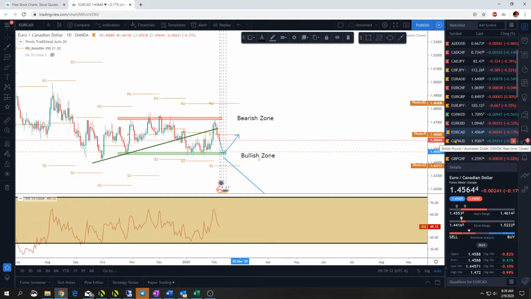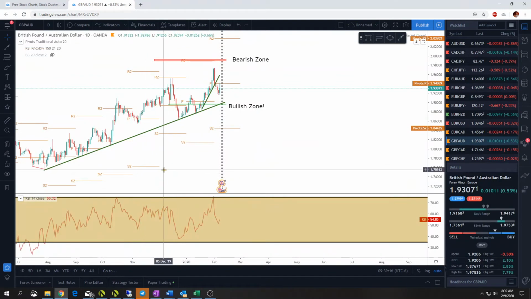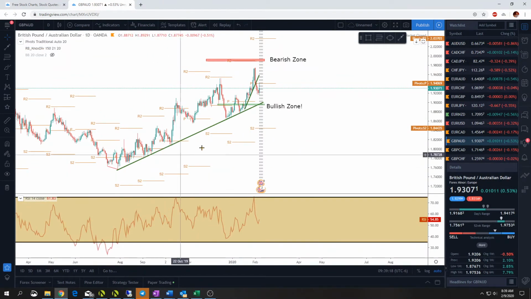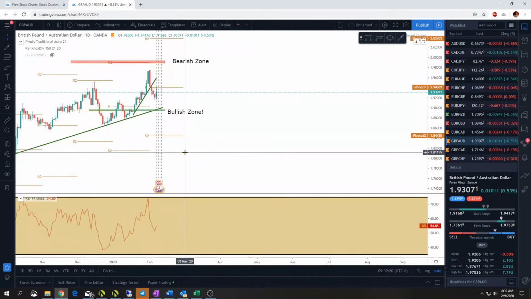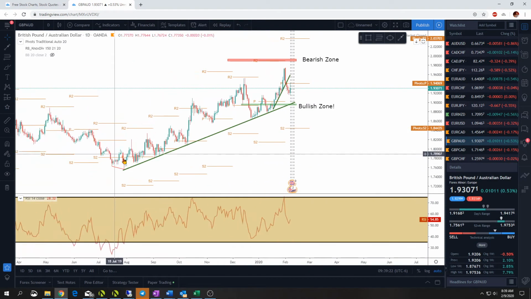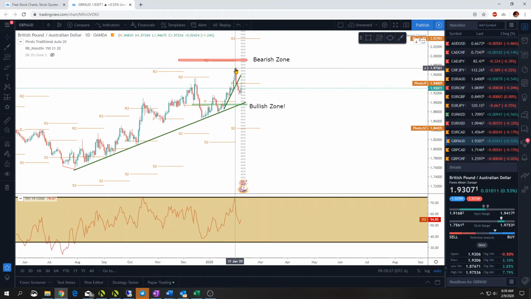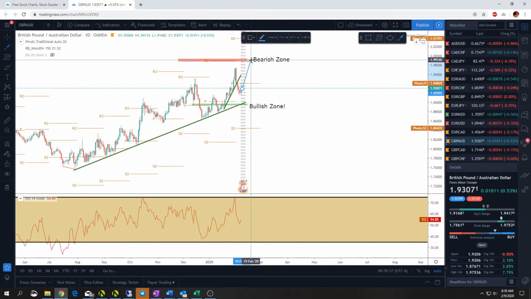This one I'm going to leave orange. GBP AUD. So just like the Euro AUD, this pair and that pair kind of correlated. We had this pullback, and now we're starting to see a possible launch back up to our bearish zone. So what I'm going to look for is a push up to here, and then we might get a pullback.